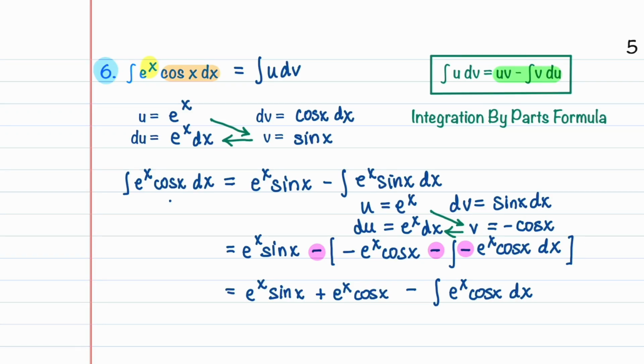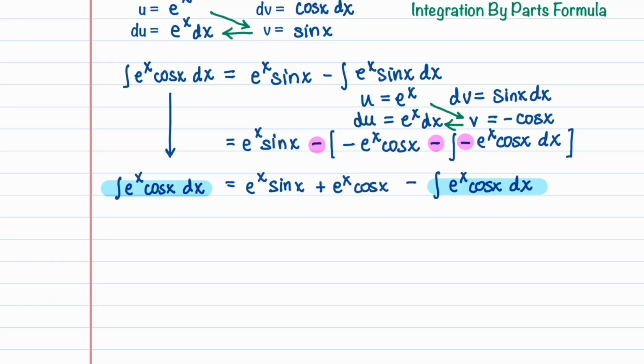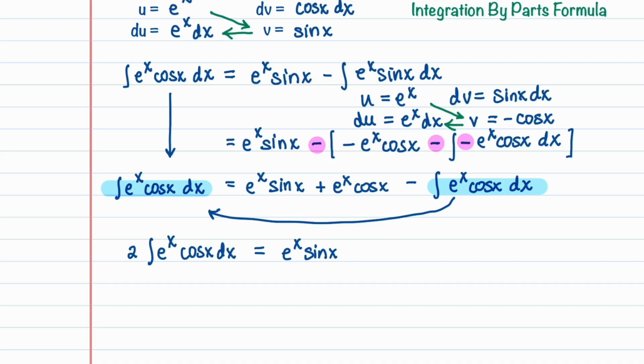Now what I'm going to do is come over here to the left, and rewrite what our integral was. The integral of e to the x cosine x dx. Notice that our original integral turned up again when we integrated it. So all we have to do now is bring this integral over here to the right. So this gives us 2 times the integral of e to the x cosine x dx, and this is equal to e to the x sine x plus e to the x cosine x.